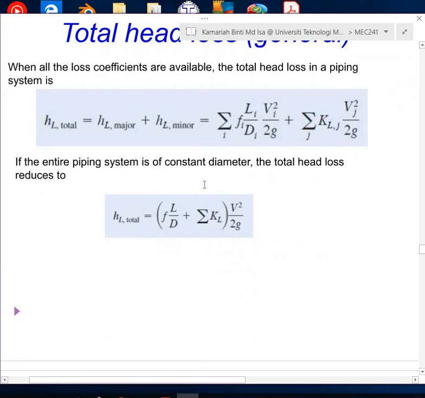If the entire pipe system is of constant diameter, you can just use the total head loss equation. This is what you use when it has a constant diameter, but if it is not a constant diameter, you cannot use this. You need to calculate one by one. You calculate hL major first, and then you calculate the hL minor.